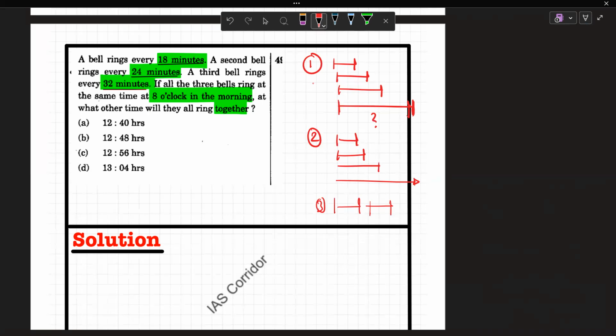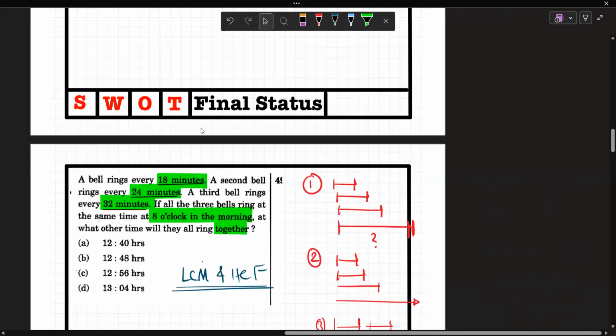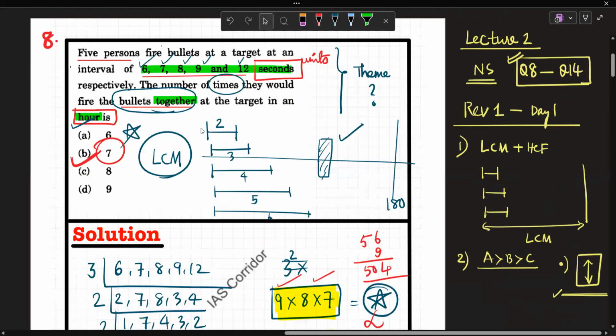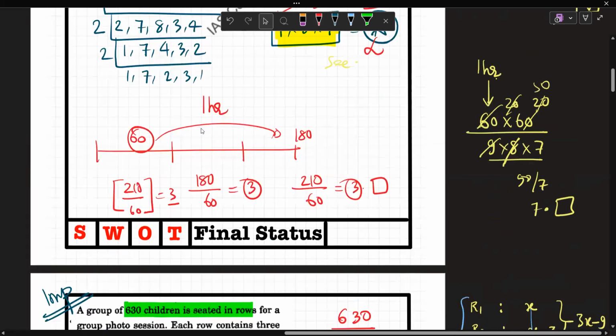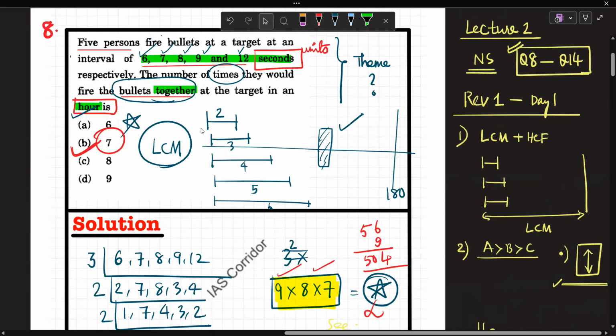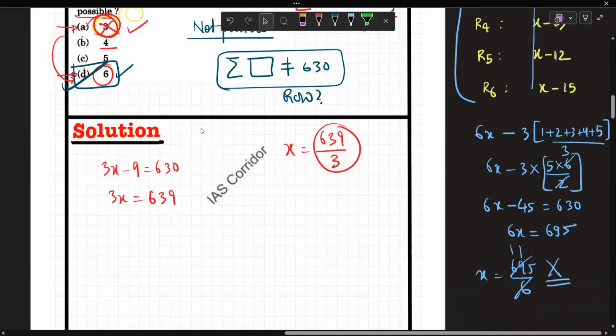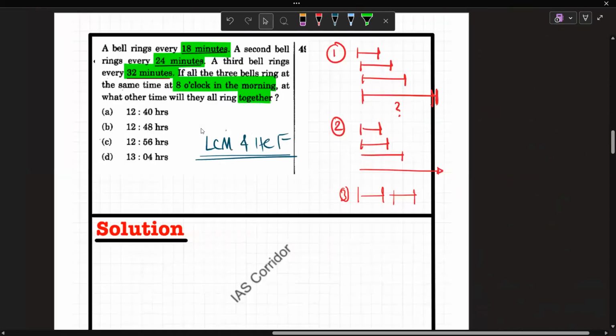What is the common thing in these questions? What is the link of all these questions? LCM and HCF. Very, very important theme of UPSC. In the first question of the day, we also did the same. 5 bullets. If they fire the bullet, after how much time, and how many times, would they fire the bullets together within 1 hour? Clear? So a similar kind of question. So I'll leave this question for you people. You can give a try.